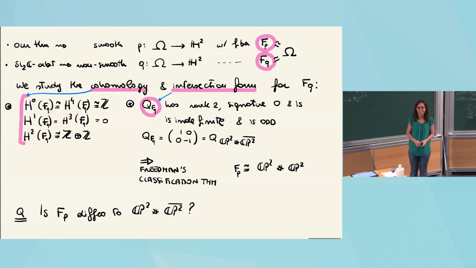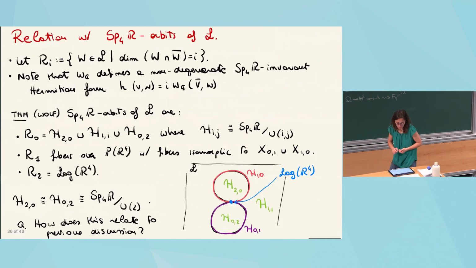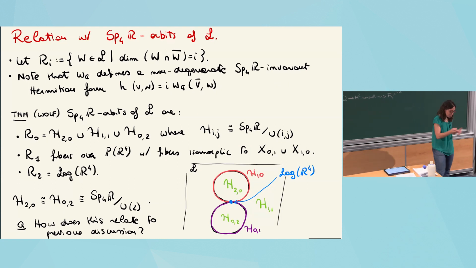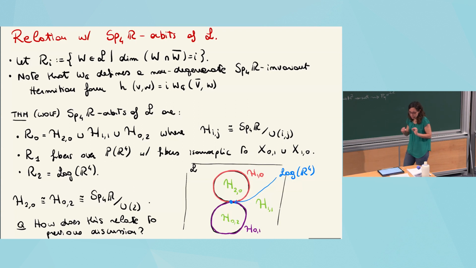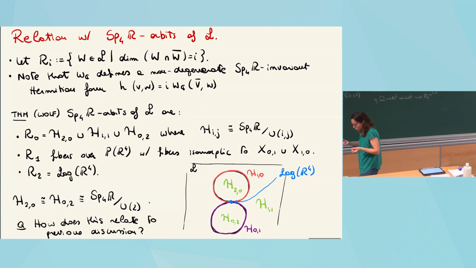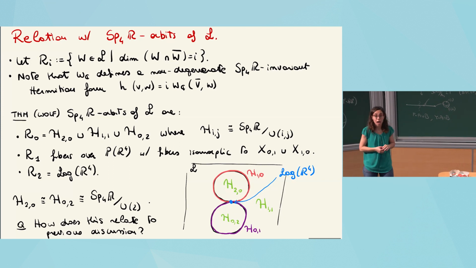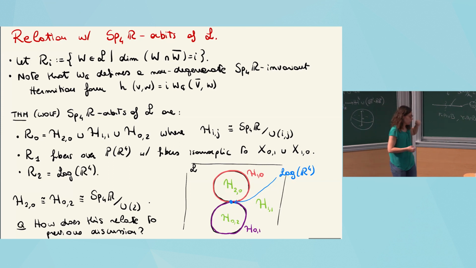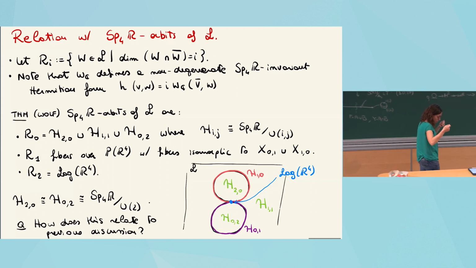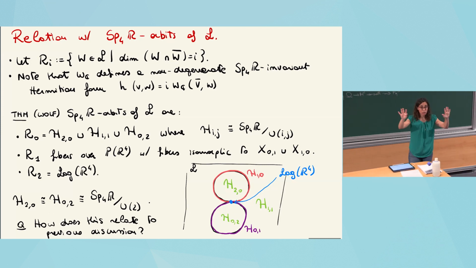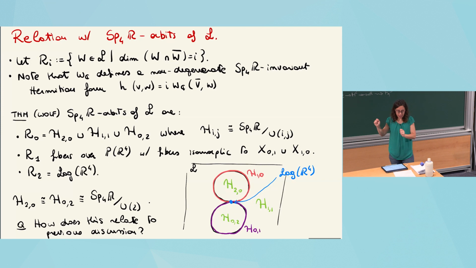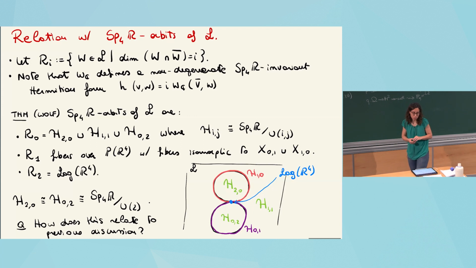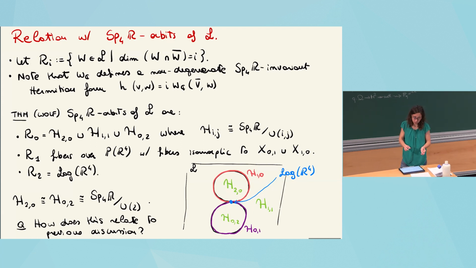Okay, maybe I finish with a question. As I was saying, at the beginning we were trying to go a different route, and we were trying to look at the Sp4R orbits. This theorem is true in general for Sp2nR, but in the case of Sp4, we have 3 open orbits. We have 1 closed orbit, and then we have this intermediate orbit. So it's really nice how this orbit structure comes.